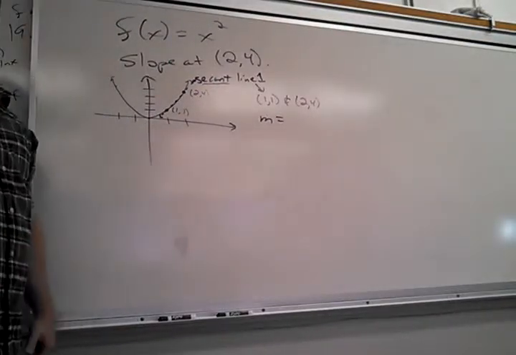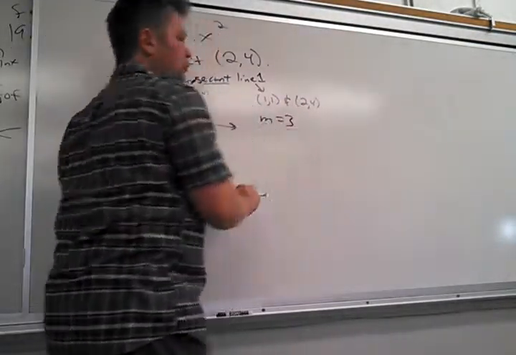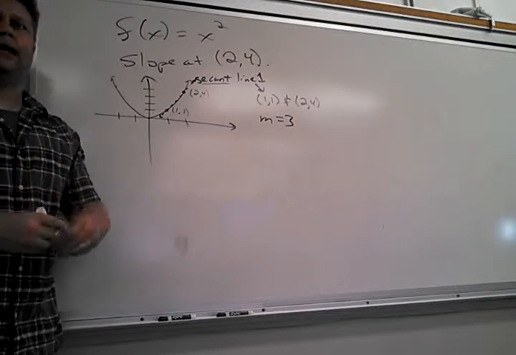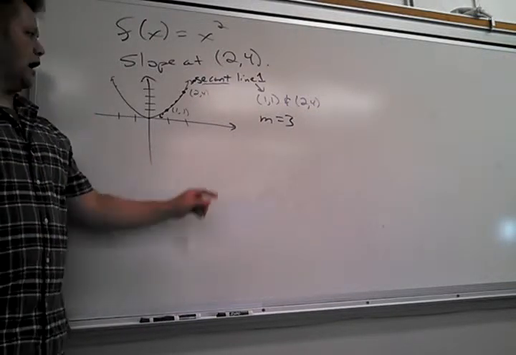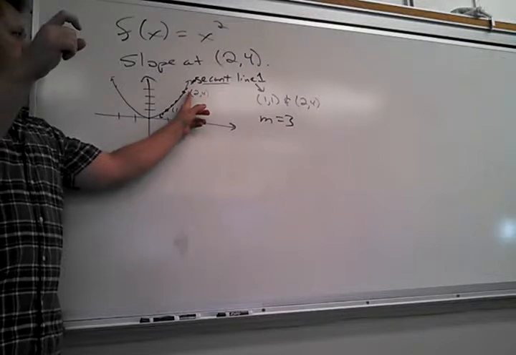And of course the slope is 3. Cool. Now, how do I refine my estimate? That's a bad estimate, of course. My goal is to get the slope right here.